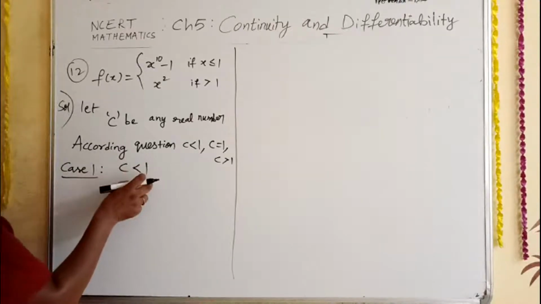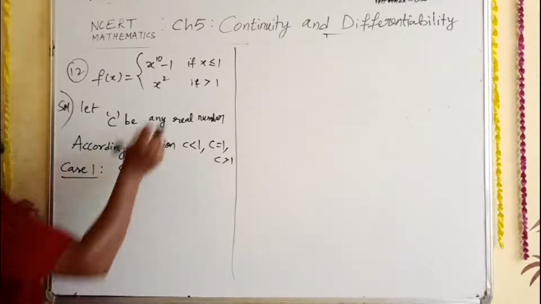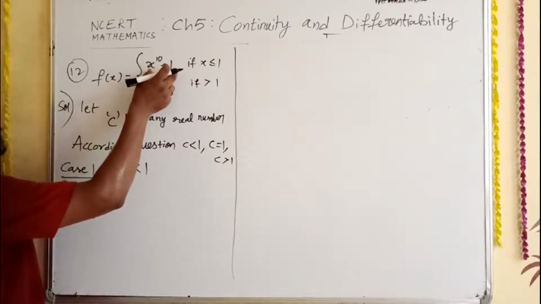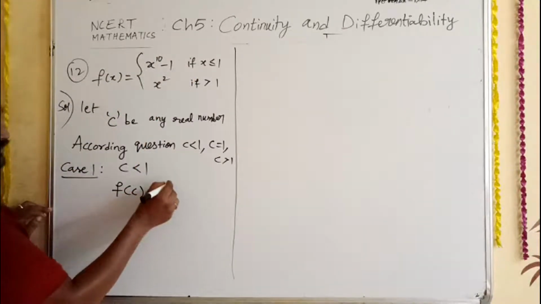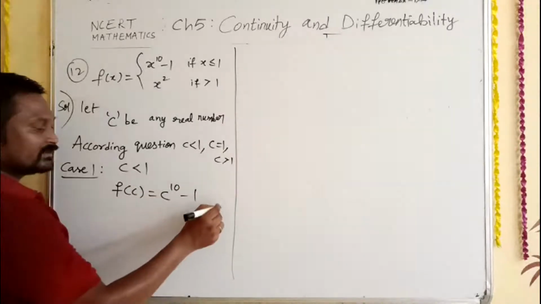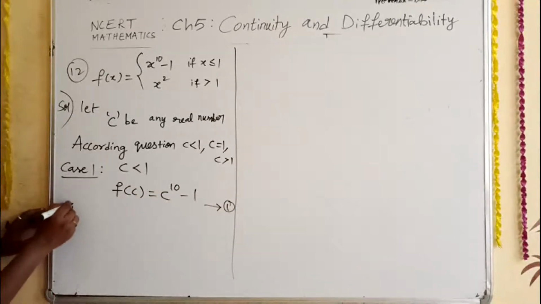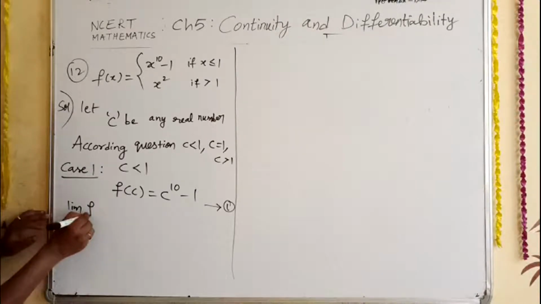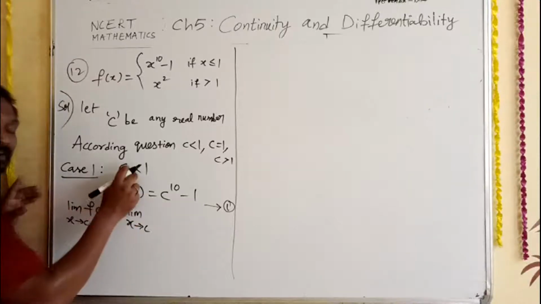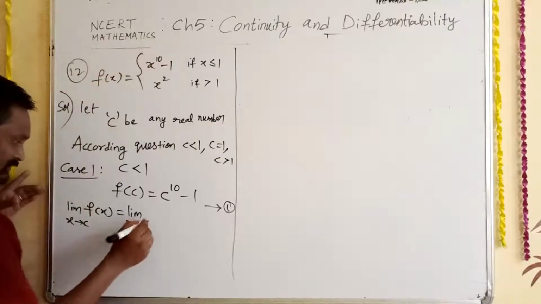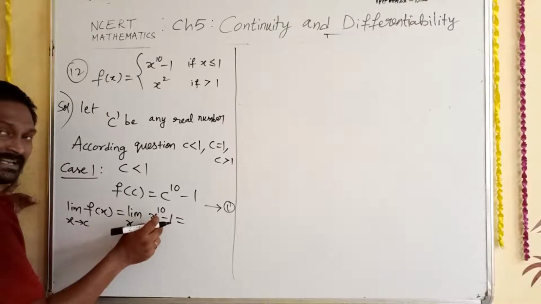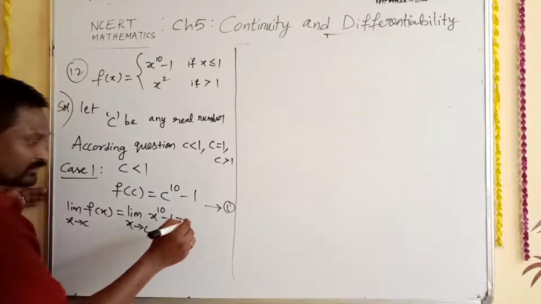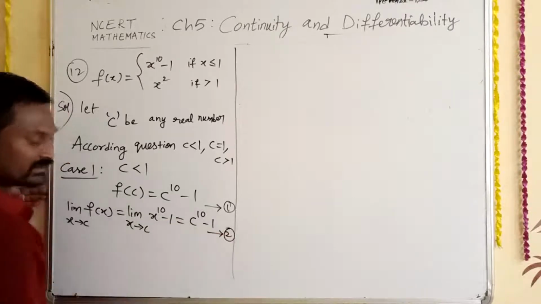If C is less than 1, that is nothing but x is less than 1. Then what is your function? x to the power of 10 minus 1. So then f of C is equal to C to the power of 10 minus 1. This is your equation number 1. Next, limit x tends to C, f of x, where f of x is x to the power of 10 minus 1. When you remove the limit, wherever x is there, substitute C. So C to the power of 10 minus 1. This is equation number 2.